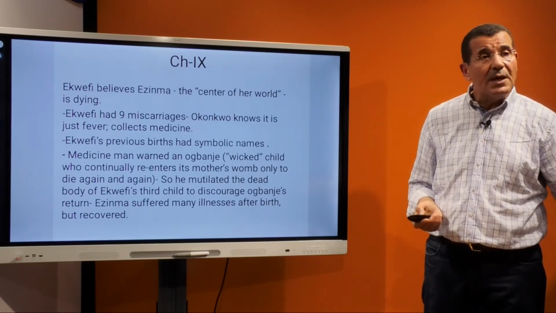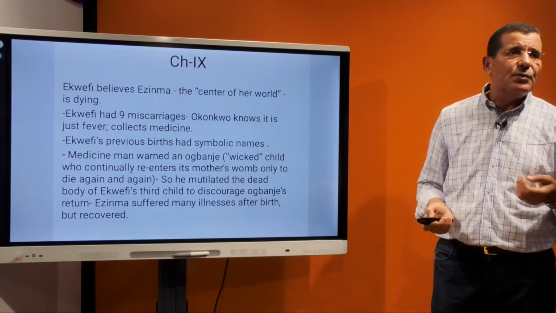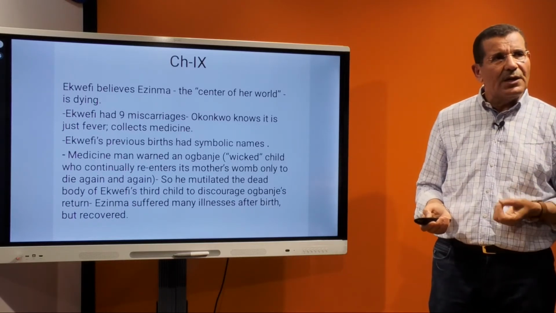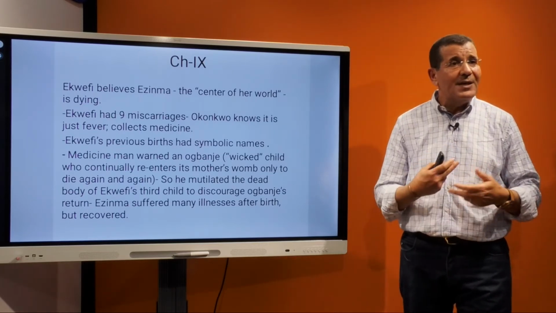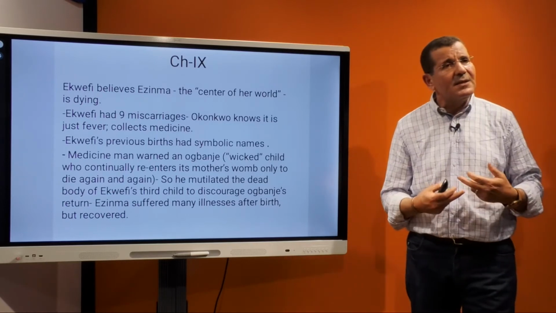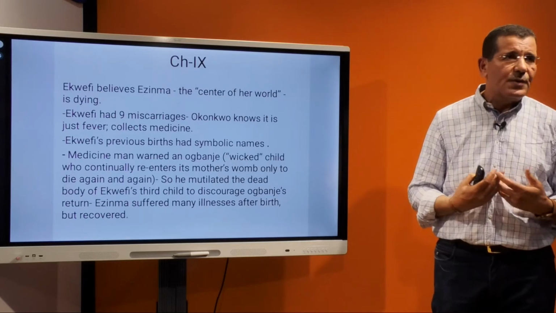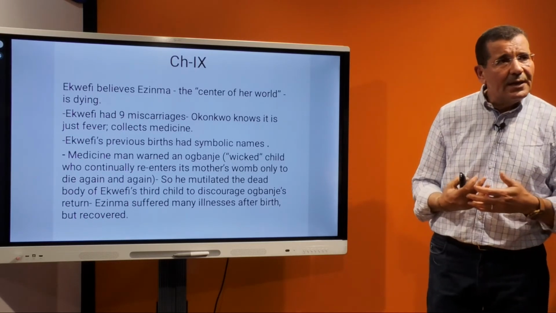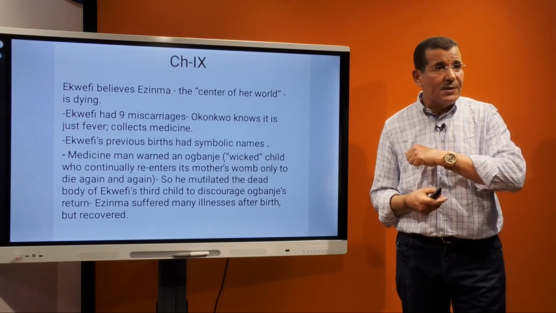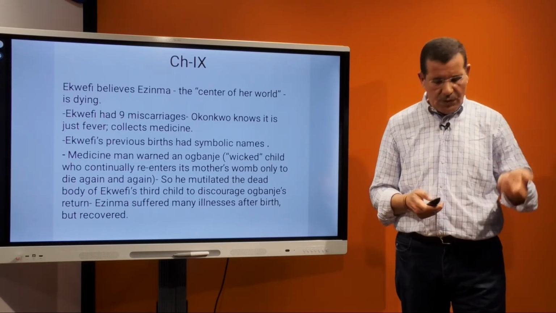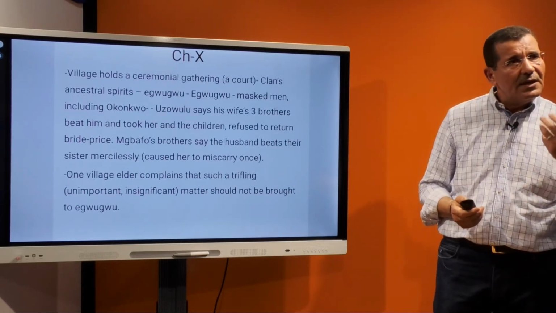But the medicine man warned that she's an ogbanje. And an ogbanje, according to the superstitious belief, is a wicked child who continually re-enters its mother's womb only to die again and again. So what he did at the end, he mutilated the dead body, the corpse, of the third child, in order to discourage the ogbanje's return, and he drags it again to the evil forest. Some of the superstitious beliefs are negatively presented in the novel.